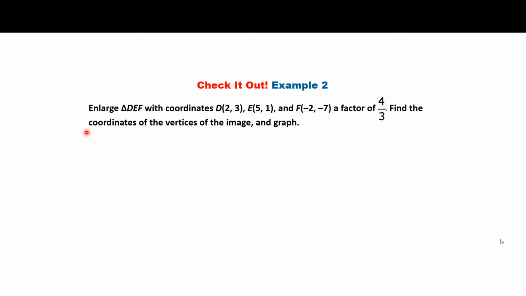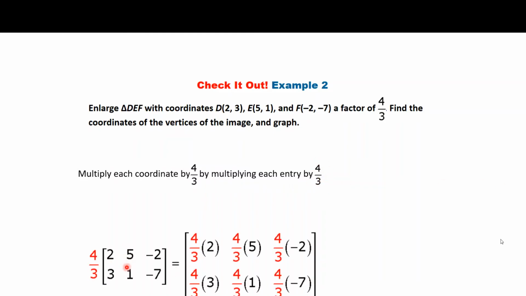All right, here's another one for you to try. It says enlarge DEF with the following coordinates by a factor of 4 over 3. Find the coordinates of the vertices of the image and graph. All right, so once again, when you see a factor of 4/3, that's going to tell us we're going to multiply everything in our matrices by 4/3. So let's get started. Multiply each coordinate by 4/3 by multiplying each entry by 4/3. So here we go. Here's our original entry: 2, 3, 5, 1, 5, 1, and negative 2, negative 7.